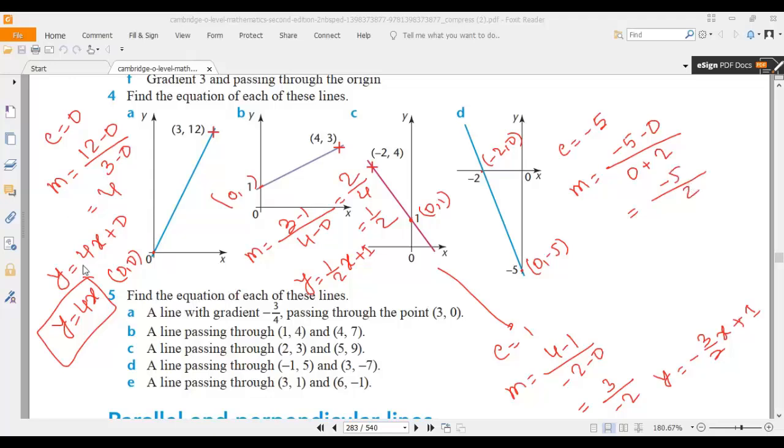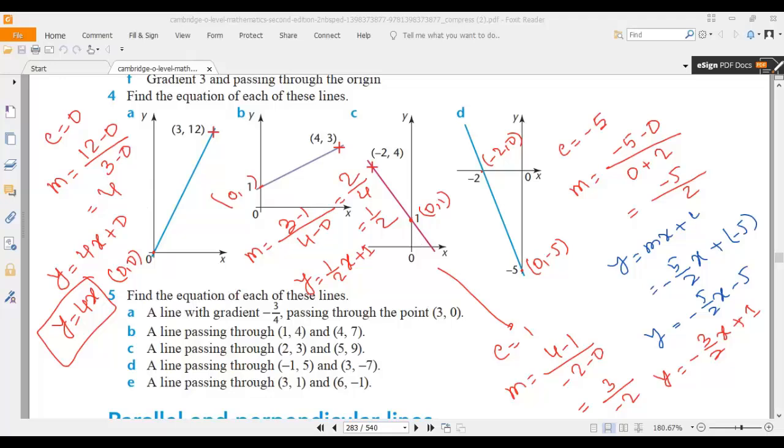So what is the final answer? If I want to find out, that is y equal to mx plus c. This is the equation for a straight line, and m is minus 5 by 2 here. Minus 5 by 2x plus c, where c is minus 5. So the final answer will be y equal to minus 5 by 2x minus 5. And this is the answer of question number 4. We can easily find out the equation of these straight lines from the graph.